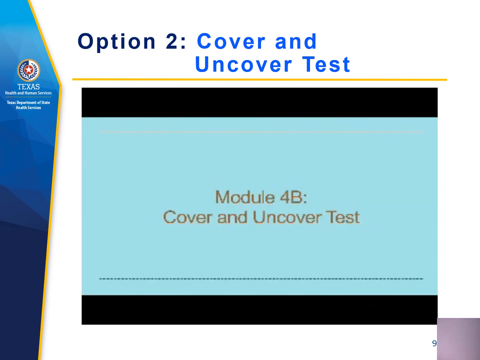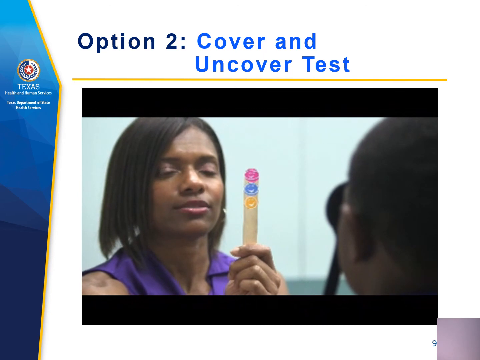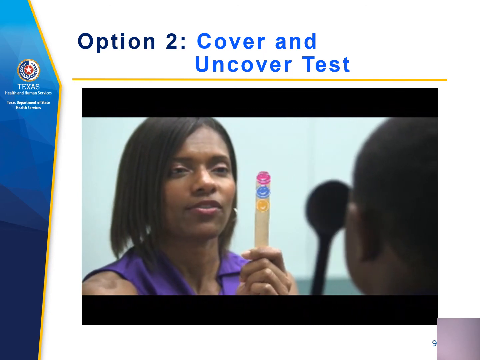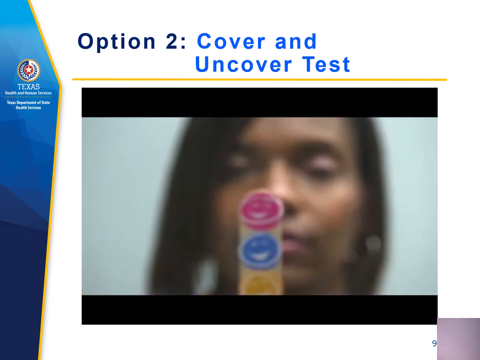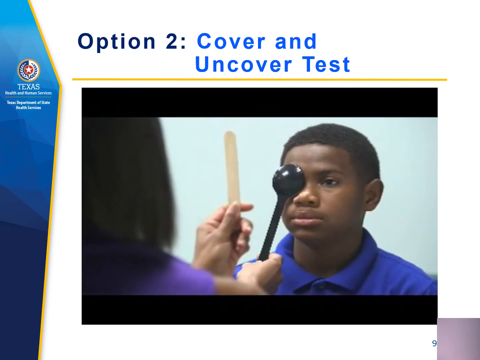Module 4B, Cover and Uncover Test. Another optional test used to screen for strabismus or muscle imbalance is the Cover and Uncover Test. To perform this test, you'll need a solid, interesting object of fixation and an occluder.